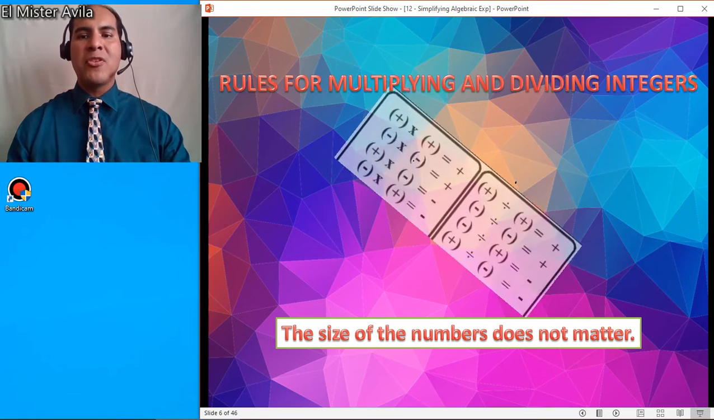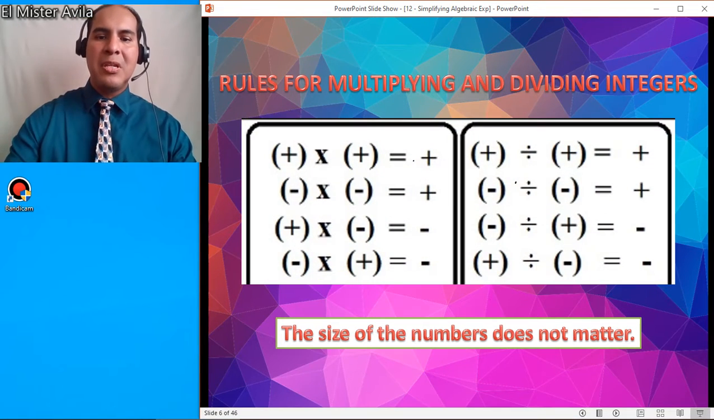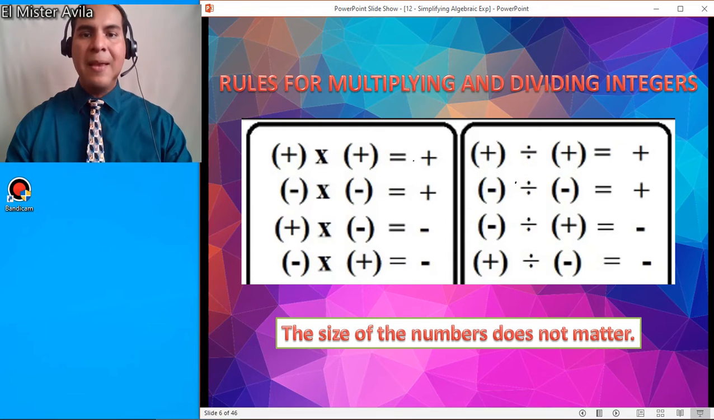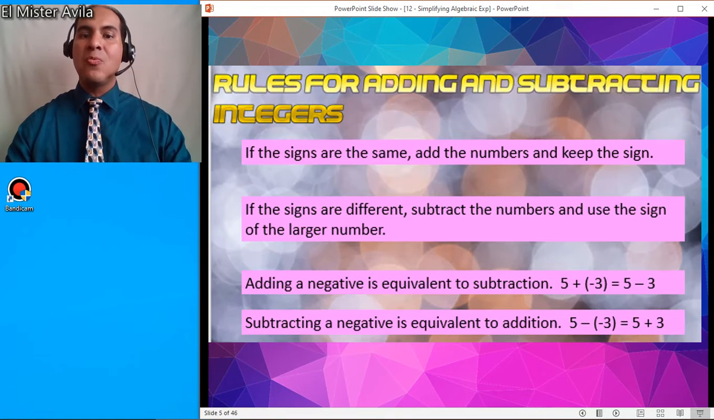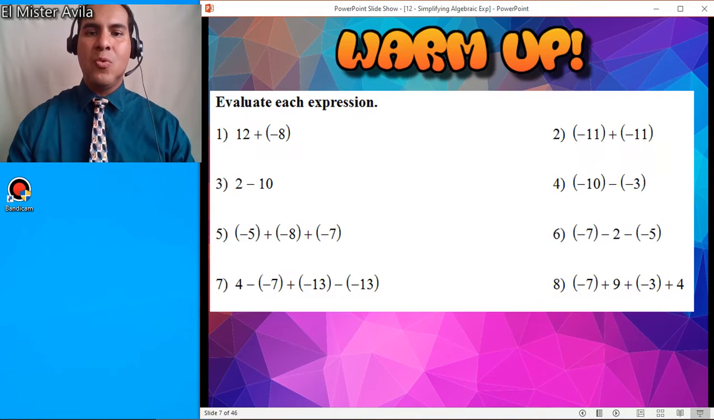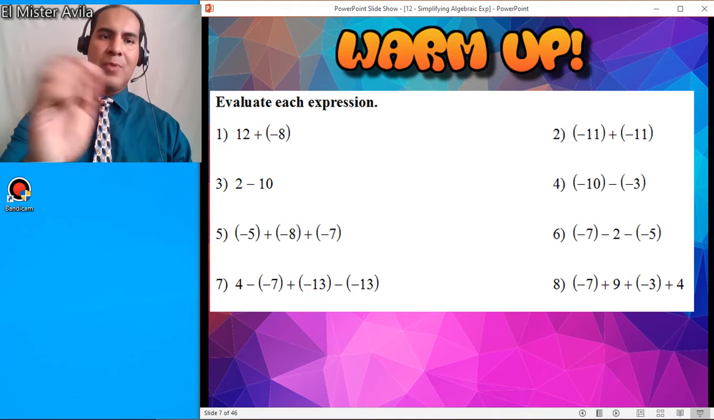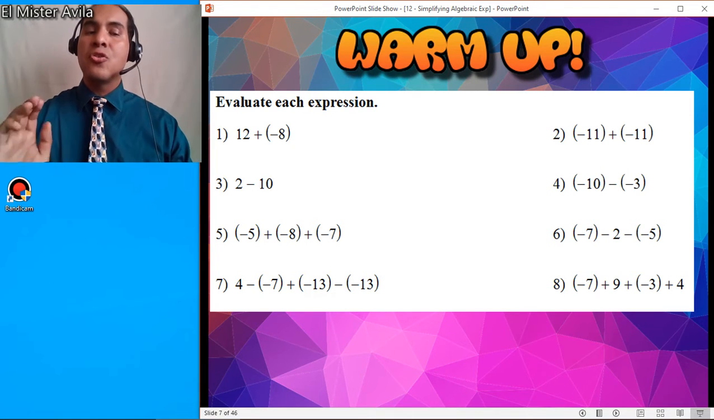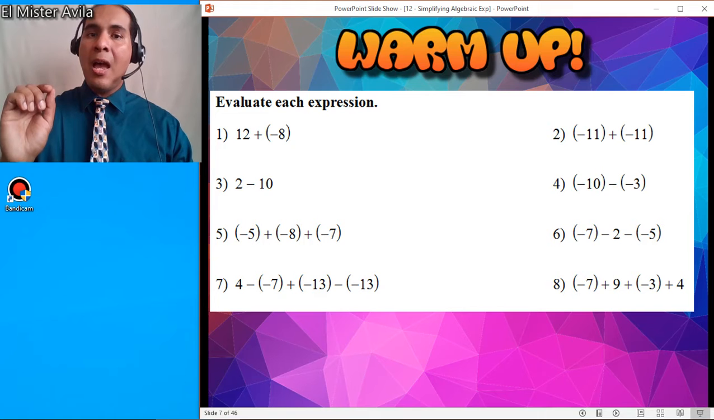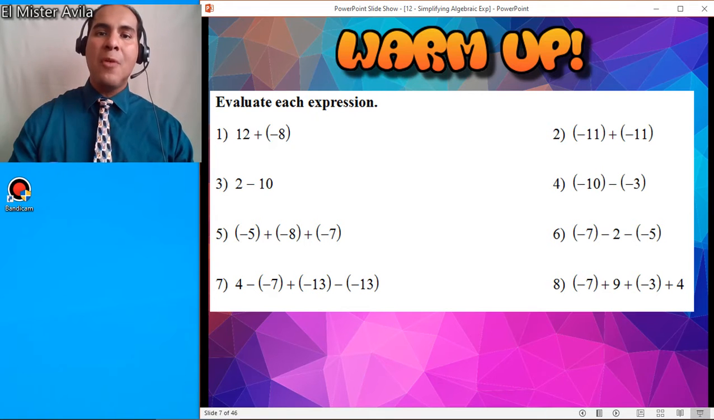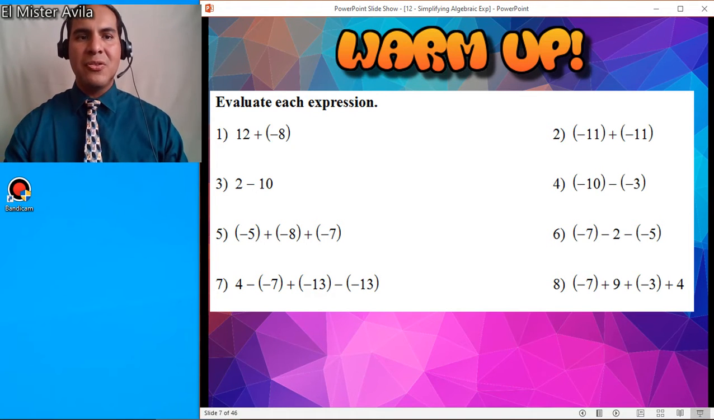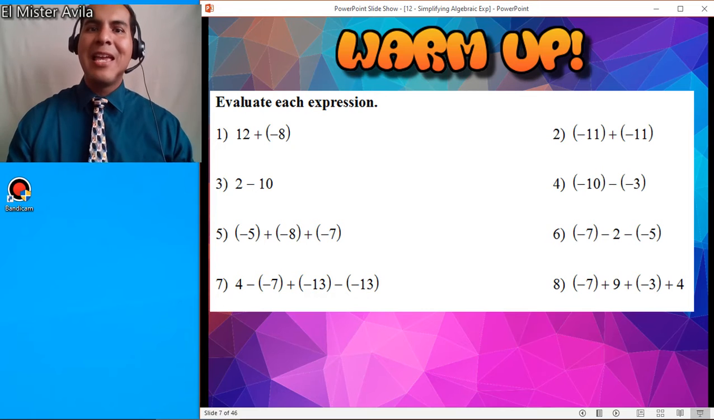Also, there are rules for multiplying and dividing integers. We won't be using these too much in this lesson today, but reviewing the previous ones is going to help you for today's warm-up. Please write down these 8 questions, try them out, and pause the video, and when you are ready, unpause and I'll show you the answers. And we are moving on in 3, 2, and 1.